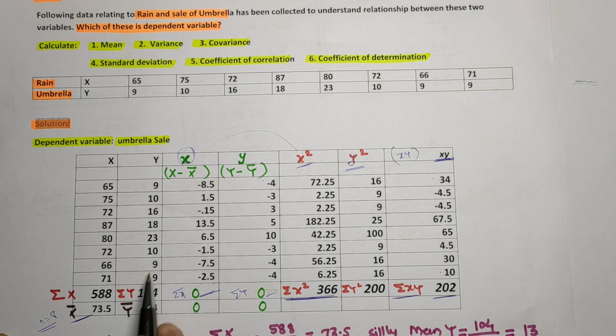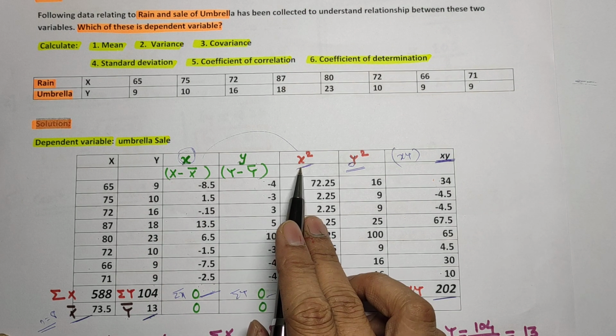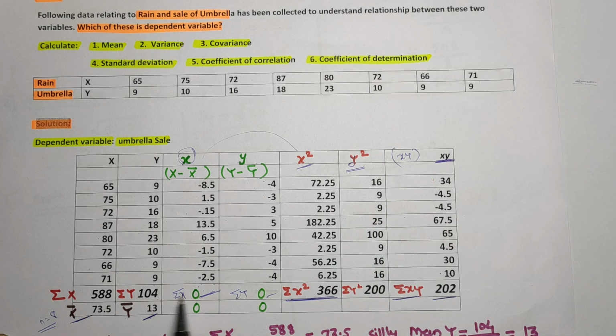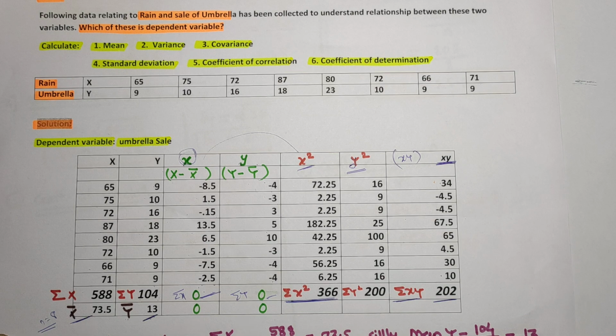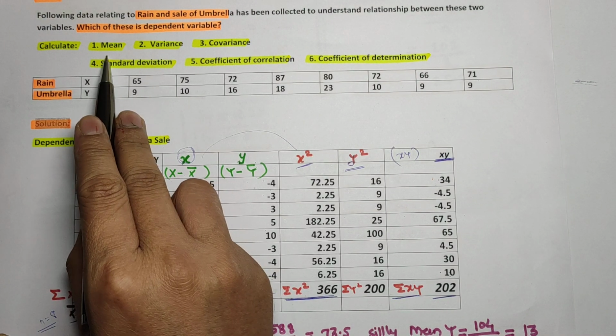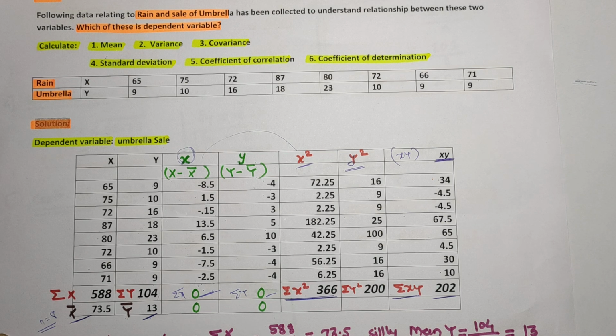So we have to calculate small x, small x square, small y square, and the small x into y, and the summation of all you have to calculate. Now after calculating this table, you have to calculate the mean. What is a mean? Mean is simply an average. Mean of x is nothing but the summation of x divided by small n.